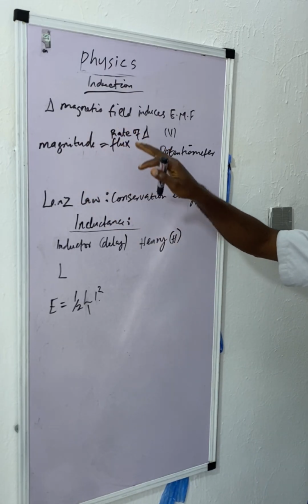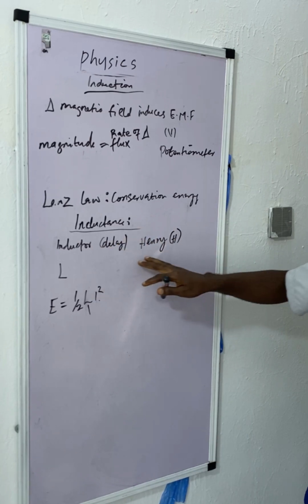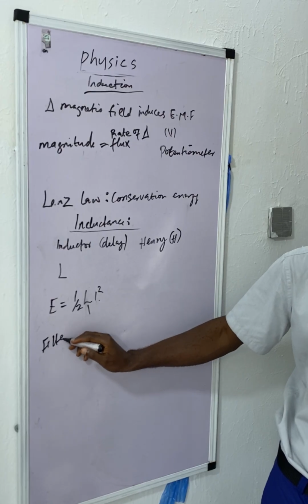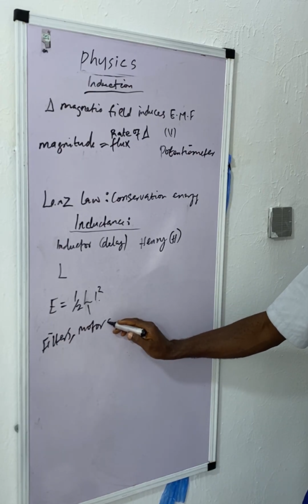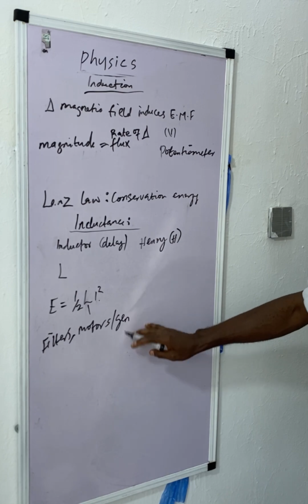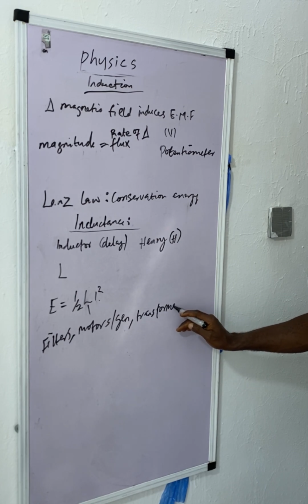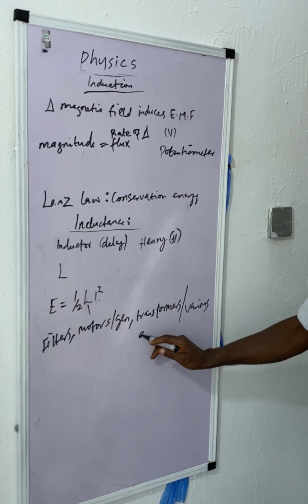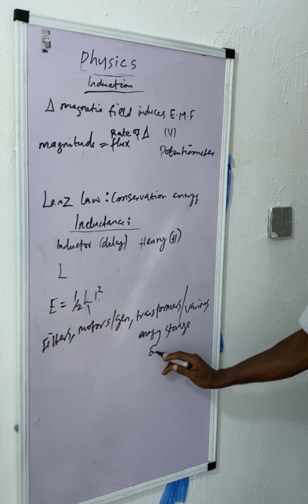So what are the uses of inductance? Where do we apply inductance? We apply inductance in filters. We apply it in motors and generators. We apply it in transformers. And in various energy storage systems.